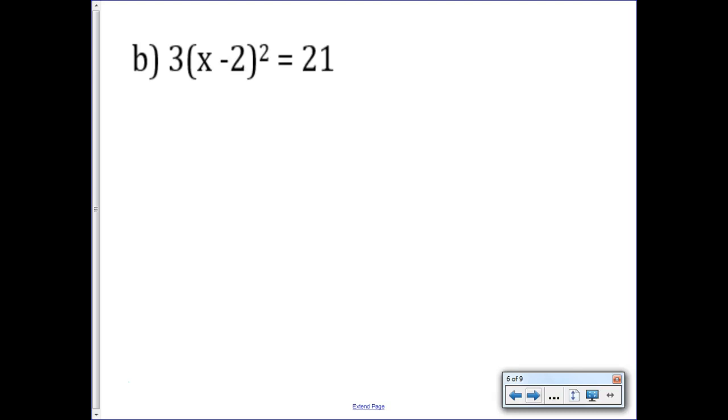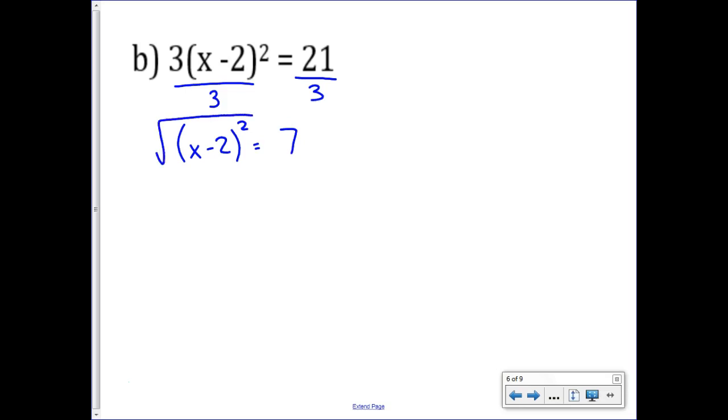Even easier would just be to divide both sides by 3. I end up with x minus 2 quantity squared equals 7. Well, I know anytime something is squared, to get rid of it, I want to take the square root. So if I take the square root of this whole quantity that's squared, it's just x minus 2. Now on the right hand side, it's going to be plus or minus, since I took the square root. So plus or minus radical 7.